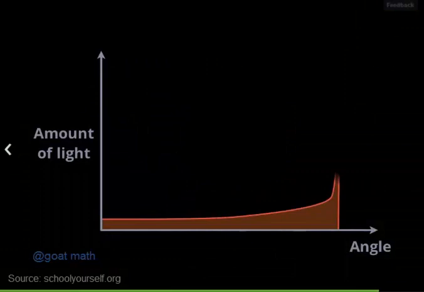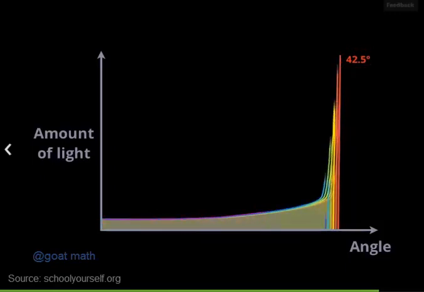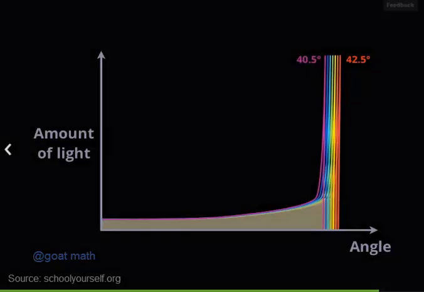Earlier, you found that a lot of red light comes out of the raindrop at the maximum angle of 42.5 degrees. And the same thing happens for all the other colors, except each color has a different maximum angle because of how they bend in the water. Violet light peaks at the smallest angle, 40.5 degrees. So between 40.5 and 42.5 degrees, we have peaks of all the different colors.